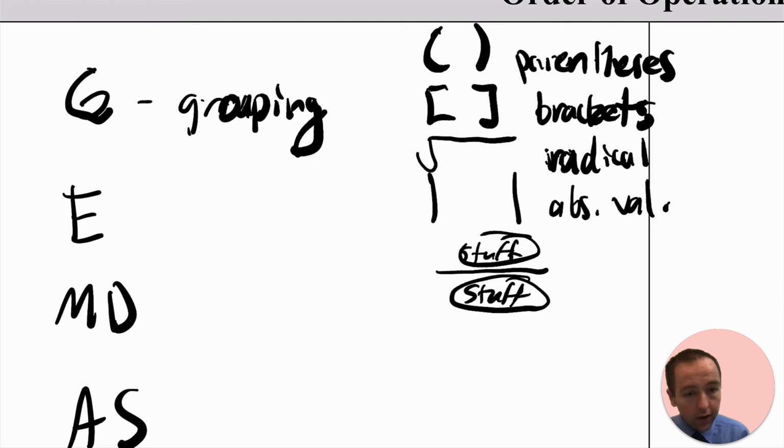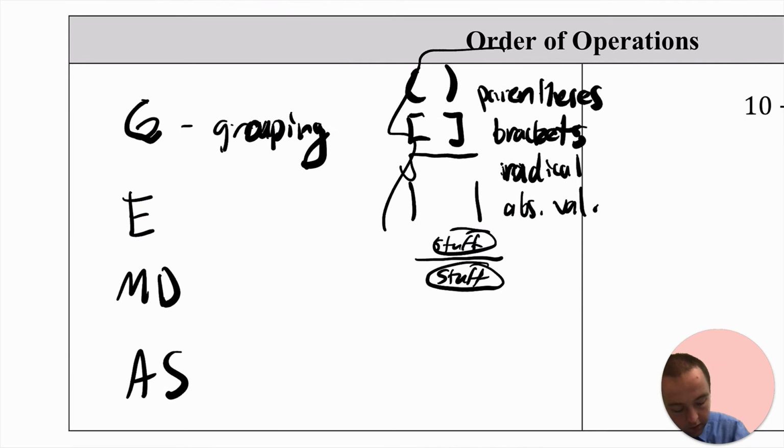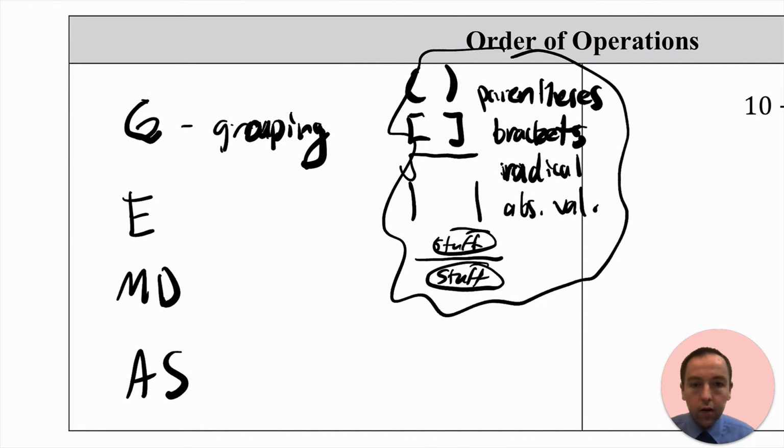You've got to evaluate all that stuff first before you divide everything. So there's lots of different sorts of grouping symbols. That gives us a little bit of an idea of some of them. So it's not just parentheses that we need to think about first when we're evaluating expressions. We have to think about all the different types of grouping symbols we have.